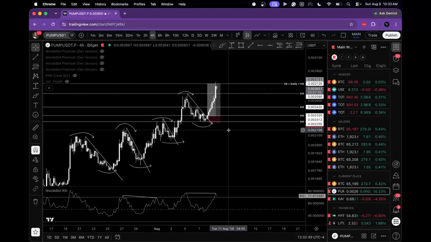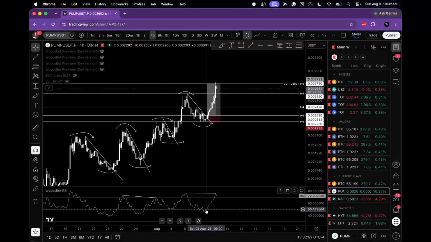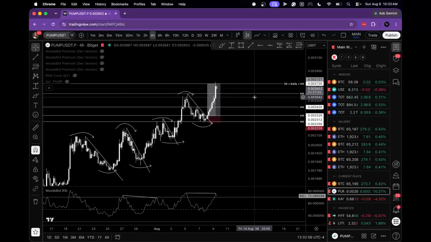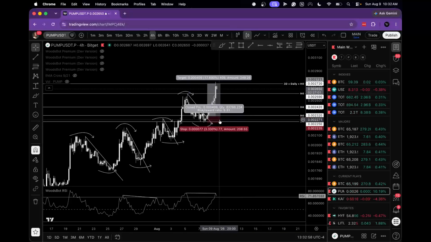And so I figured if we're going to pump, and even though we deviated slightly, we're still holding the H4 50. I figured this was going to be a nice move over the weekend, and lo and behold, that's exactly what we got.